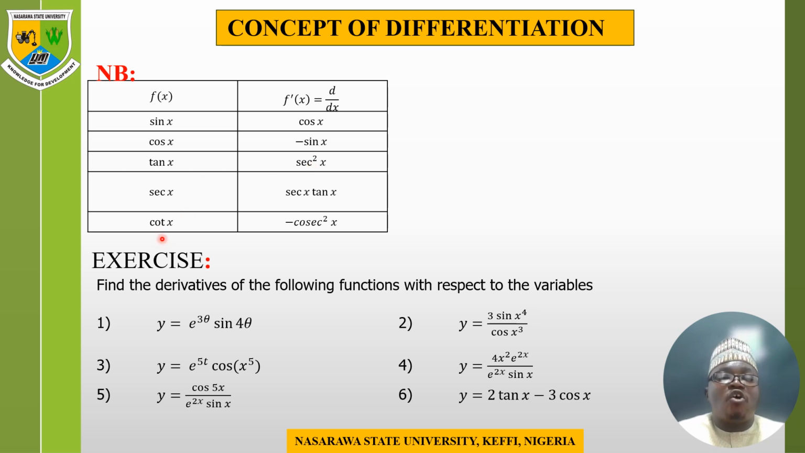When you differentiate sec x, you get back to sec x tan x. When you differentiate cot x, you get back to minus cosec square x. You can prove that using the other one. And look at the exercises we have. You can try it and submit it in our next class.